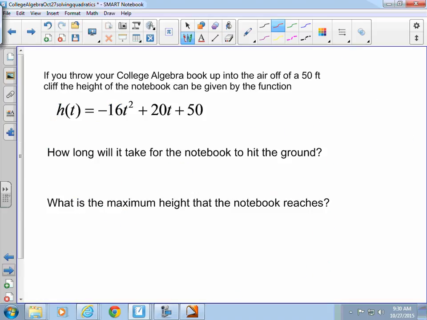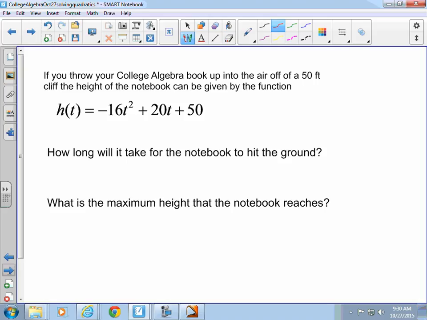Okay, last one. It's a word problem, but don't let it scare you. I made it. Okay, so you throw your hot algebra book up in the air off of a 50-foot cliff. The height of the notebook can be given by that function. Had a bad day. Sorry. You can tell I wrote this problem from a book to a notebook. What is the maximum height the notebook reaches?